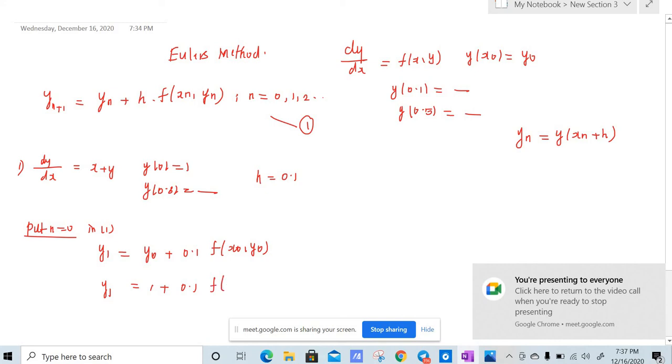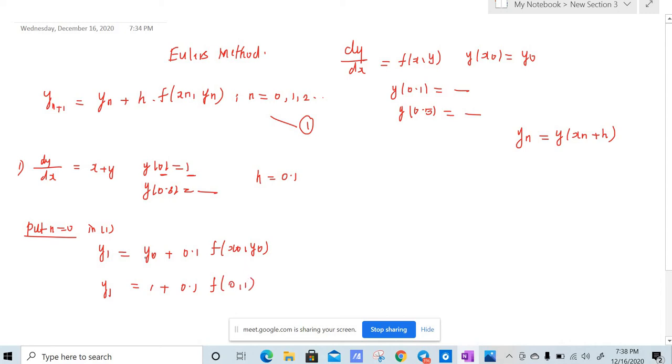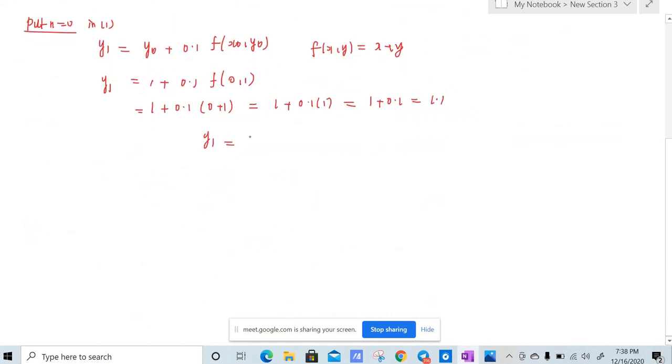Here x naught is 0 and y naught is 1, so f of 0 comma 1. This will be 1 plus 0.1 into f of 0 comma 1. Now f of x comma y is x plus y, so this will be 0 plus 1. This is equal to 1 plus 0.1 into 1, which is 1 plus 0.1, that is 1.1. So we have y1 is 1.1.